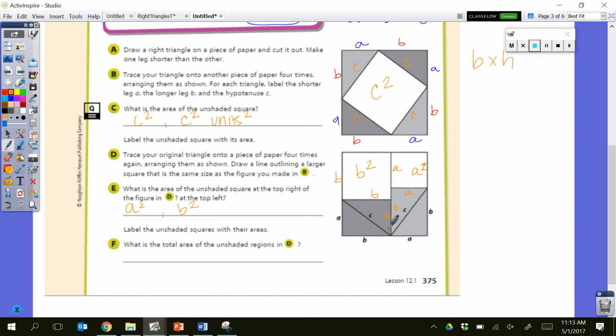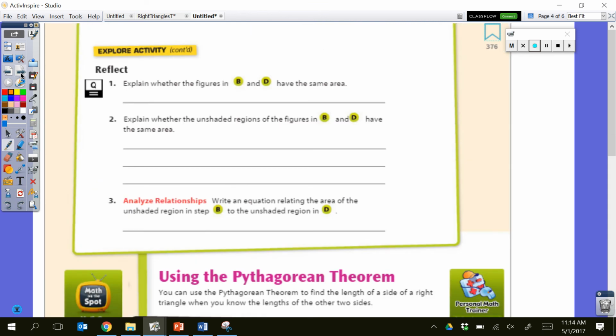Okay. And then it might want us to write square units or squared units, just to make sure we're using the proper notation. So square units, or you could write squared units. That'd be okay too, or square unit. So what would the total area of the unshaded regions in D be? Well, that would be the area of A squared plus the area of B squared. What we're getting at here, we're starting to put together the Pythagorean theorem. Let's go ahead and move to this next page here.